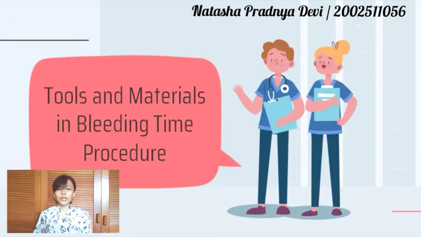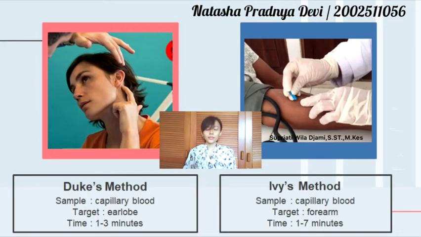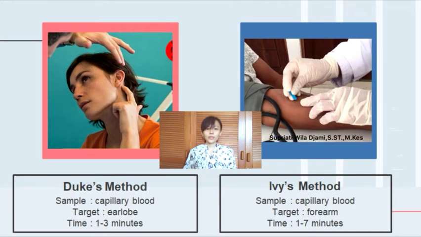Now, I will explain the tools and materials used in the bleeding time procedure. There are two methods in the bleeding time procedure. The first one is Duke's method. The sample is capillary blood, the target is on the earlobe, and the normal time is 1 to 3 minutes. The second method is Ivy's method. The sample is capillary blood, the target is on the forearm, and the normal time is 1 to 7 minutes.